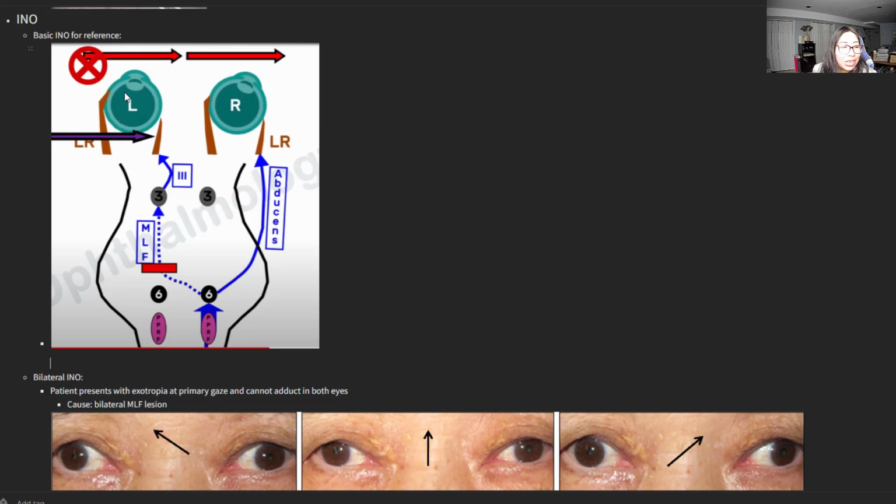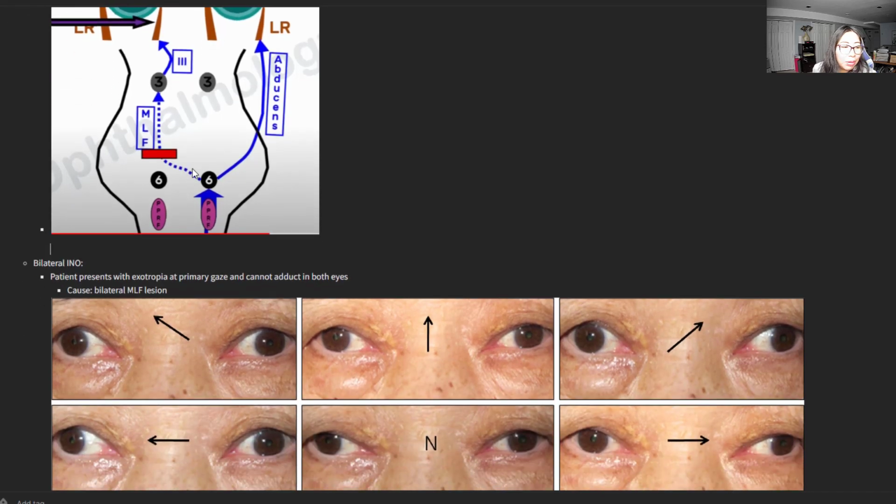And when the lesion does happen, as this picture demonstrates, the eye cannot adduct. So it cannot go towards the nose, if there was a nose here, but the other eye is unaffected. So that's the classical INO.